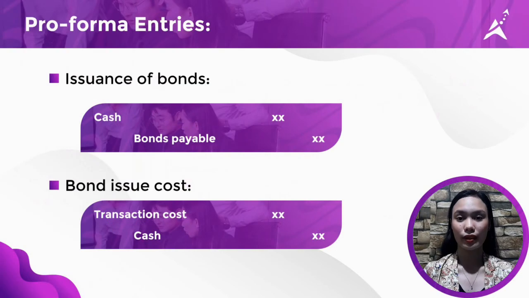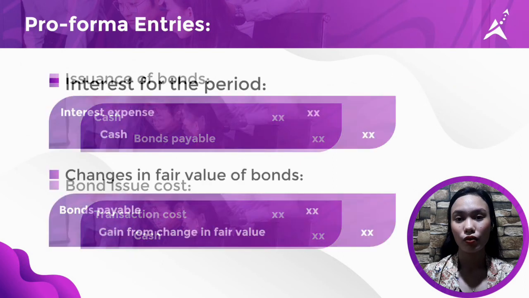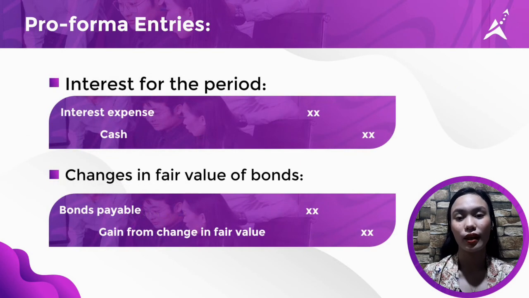Here are the pro forma entries. First is we debit cash and credit bonds payable, and that is the entry for the issuance of bonds. Second, if there is a transaction cost, we debit the cost and credit cash, and that will be an expense account. For the payment of interest, we debit interest expense and credit cash. Lastly, if there are any changes in fair value, gain or loss will arise. The entry will be debit bonds payable and credit gain from change in fair value.